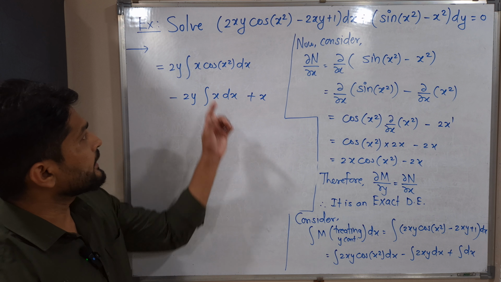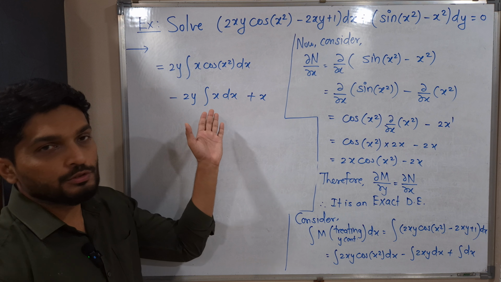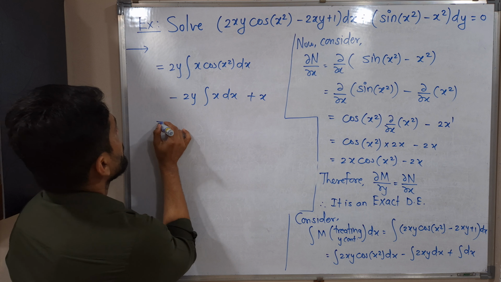Yes. So it is looking quite difficult, but let us solve this integration first. So what will I do? 2y integration of x cos x square dx minus 2y, integration of x is x square by 2. Let me tell you which formula I am using here. The formula is integration of x raised to n is x raised to n plus 1 upon n plus 1. This is a very simple formula. If you have a function of the type x raised to n, we simply increase its power by 1 and write the same number in the denominator.